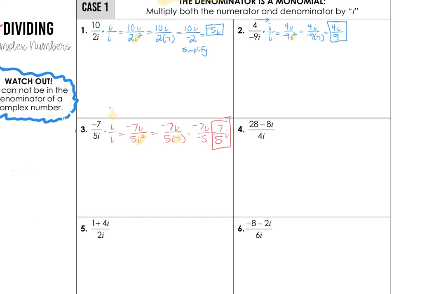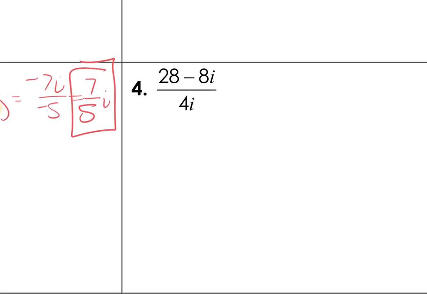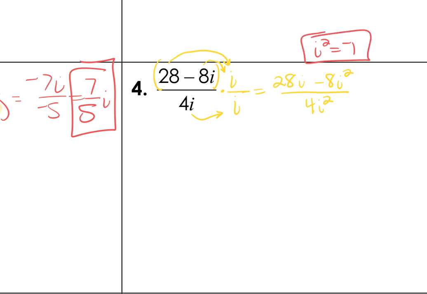All right, let's take a look at number 4. It's still the same type of concept. I have an i at that bottom, so I've got to get rid of it. So I'm going to multiply the top by i and the bottom by i, just like we've done. One thing that you have to do is put parentheses around that expression in the numerator because I'm going to need to distribute. I'm going to do 28 times i to get 28i, -8i times i to get -8i squared. At the bottom, you're doing 4i times i, so it's 4i squared. Now, let's go ahead and replace our i squared with -1. That's what we've been doing last week, and here we are again.